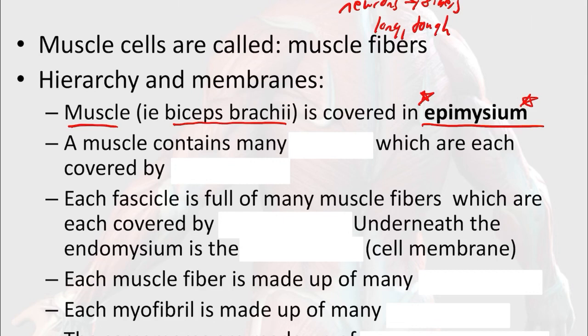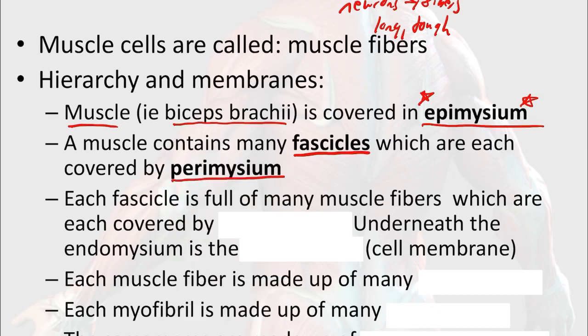A muscle itself, the whole muscle, is made up of many fascicles, these little structures called fascicles. Each fascicle is then covered by a different membrane called the perimysium. Each of those fascicles is made up of many actual muscle fibers or muscle cells, and each of those is covered by the endomysium. So we've got the three membranes: one, epimysium covers the whole muscle; two, perimysium covers each fascicle; and three, endomysium covers each muscle cell or muscle fiber.